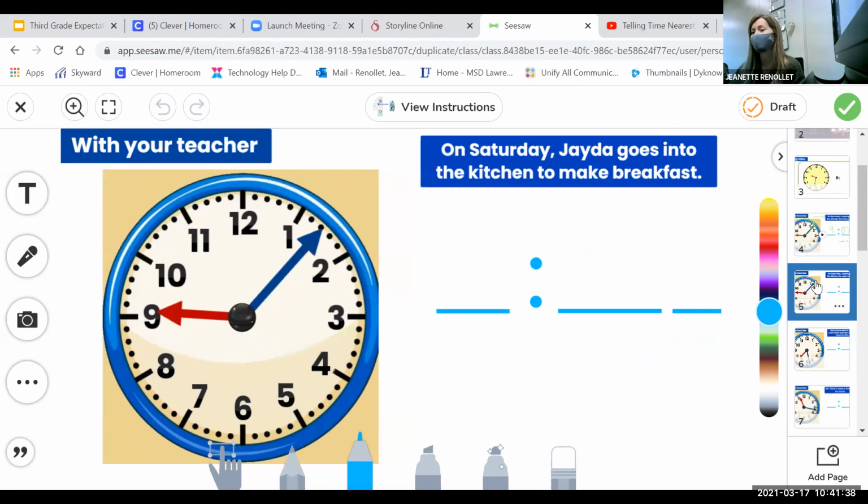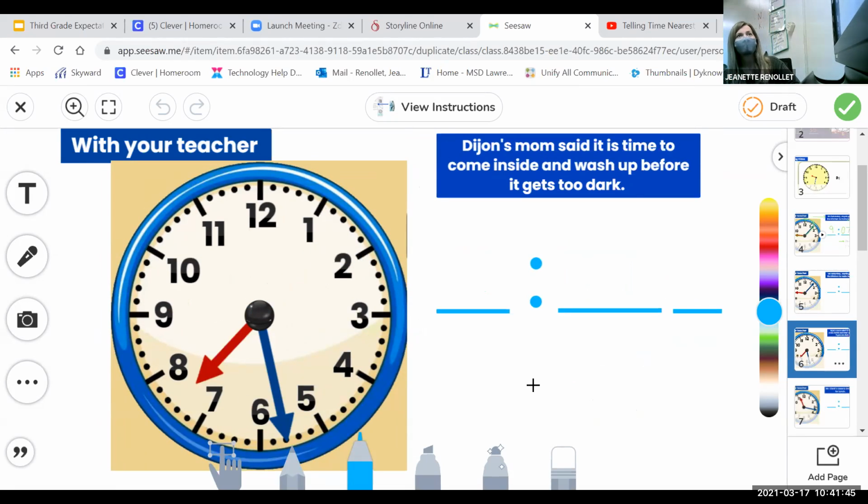Slide number 5 was the same example that you could do on your own. We're going to skip that. Go to slide number 6. We have a new situation. It says Dejan's mom said it is time to come inside and wash up before it gets too dark.